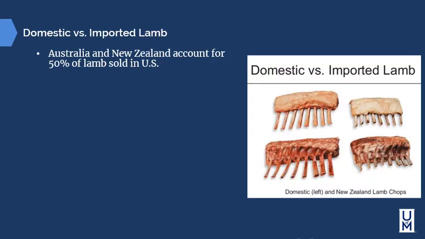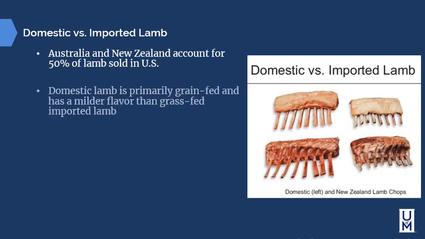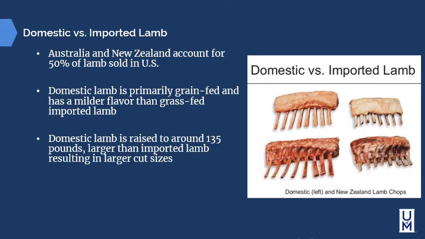Australia and New Zealand account for approximately 50% of all lamb sold in the United States. Domestic lamb is primarily grain-fed and has a milder flavor than grass-fed imported lamb. Domestic lamb is raised to about 135 pounds, which is larger than their imported lamb counterparts, resulting in larger cut sizes, as you can see from the side on the right.